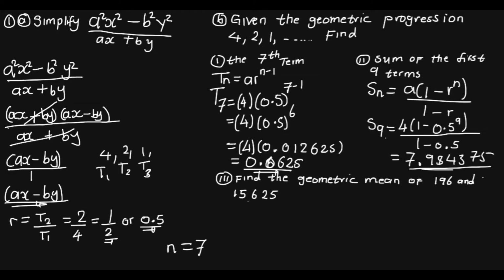Find the geometric mean of 196 and 15,625. The geometric mean is just the middle term of a geometric sequence. For instance, if we have three terms, a, b, c, the geometric mean is b, since it is the middle term. To find b, we multiply a and c, then find the square root. That is the value of b.